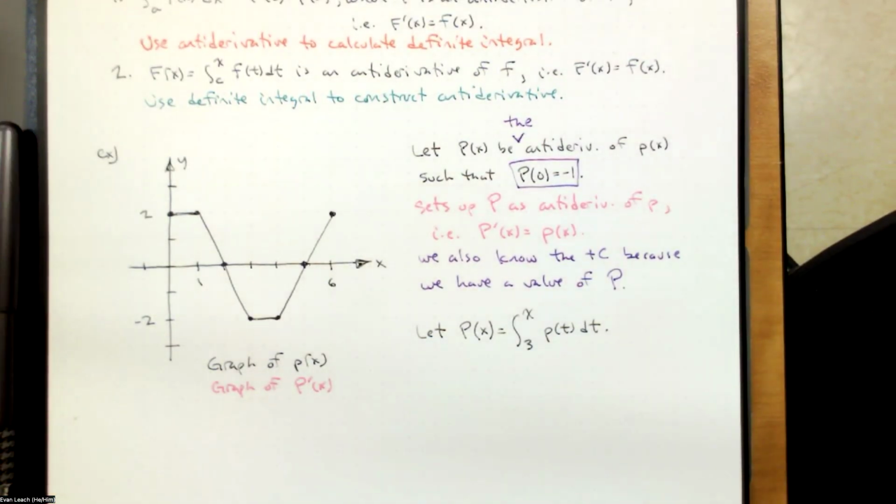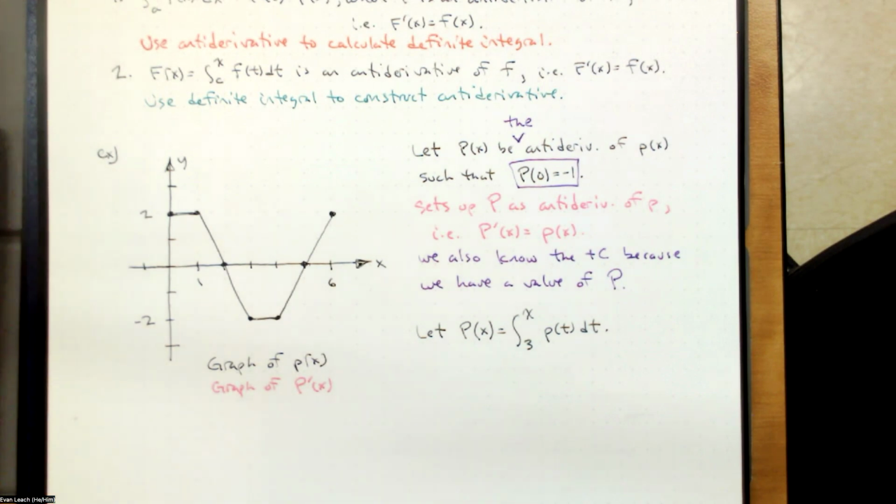So I could also say, let capital P be the definite integral from 3 to x of p of t dt. Here I am doing the same thing using the second fundamental theorem of calculus. I am establishing that capital P is an antiderivative of little p. That is, I'm setting up little p of x as the derivative of capital P. So this is just another way to set up capital P as the antiderivative of little p.